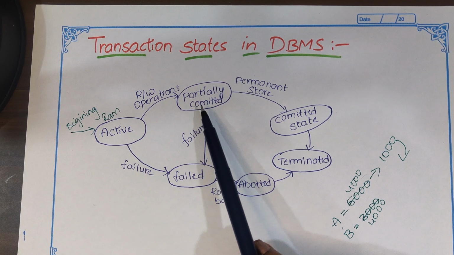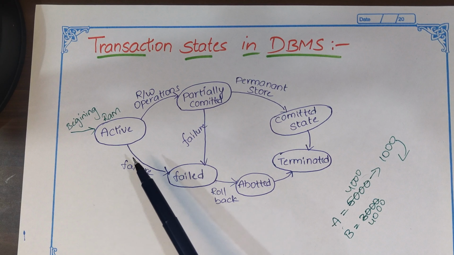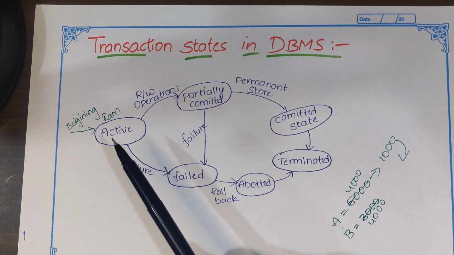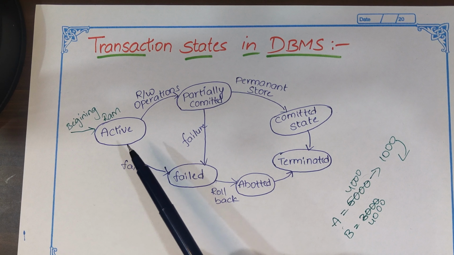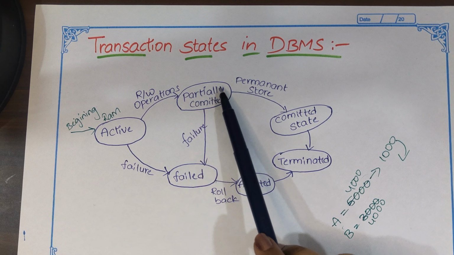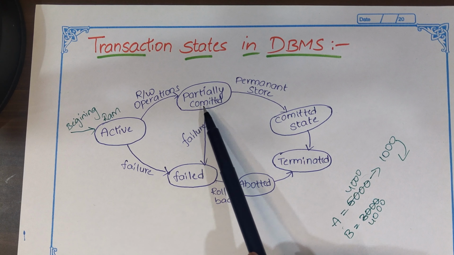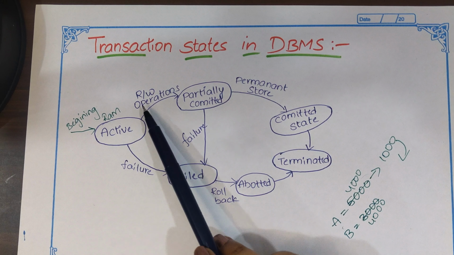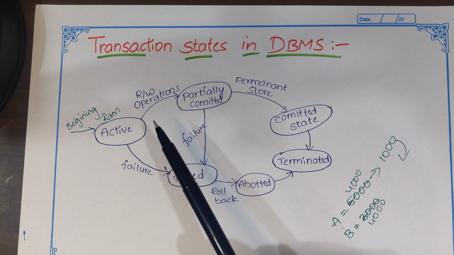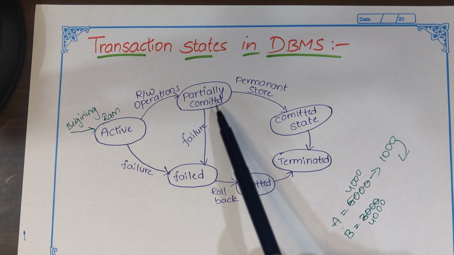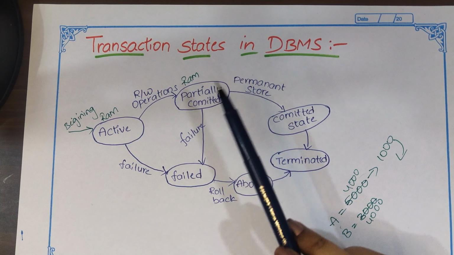Next, active state to partially committed state. Suppose we have executed the statements correctly without any power failure or any issues. Then money will be deducted and added to the other account, right? So everything looks correct. Only then will the transaction be considered partially committed. Here we use the read and write operations which I mentioned in the previous video. The updated values are still in the RAM itself. They are not going to the hard disk. Everything happens inside the RAM only.